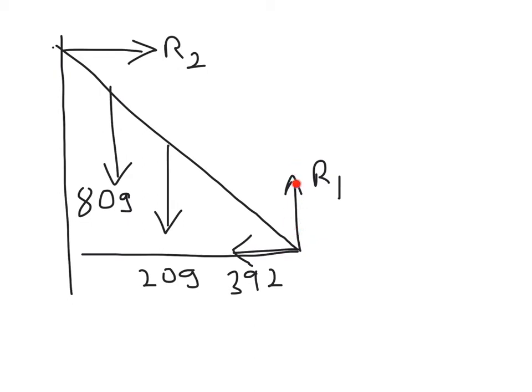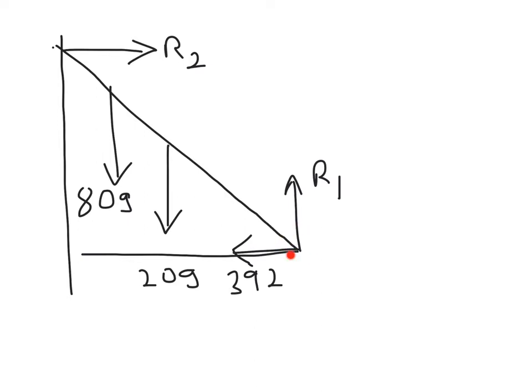There's a reaction between the ladder and the floor there, I've called that R1, and there's a reaction between the ladder and the wall there, I've called that R2. We need to find out the distance from A to C, that's this distance here, and this is a moments question, so we need to resolve these forces perpendicular to the ladder.